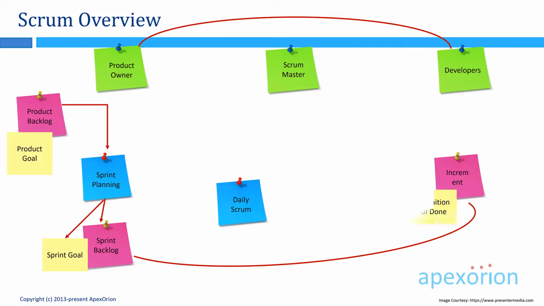Associated with the increment is the definition of done, which is nothing but a quality statement. Every single thing that gets delivered in the increment has to meet the quality standard, which is defined by the definition of done. The finished increment is showcased to the stakeholders in an event called Sprint Review.